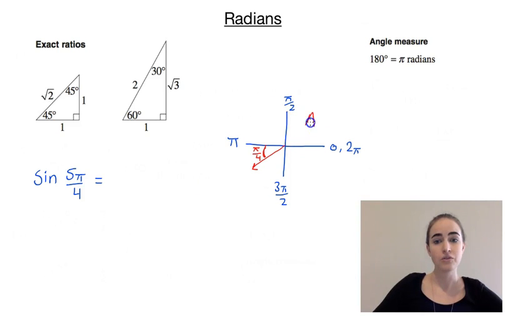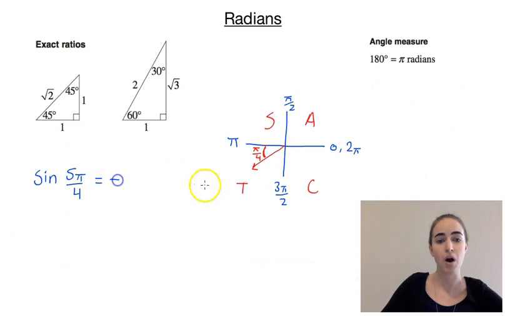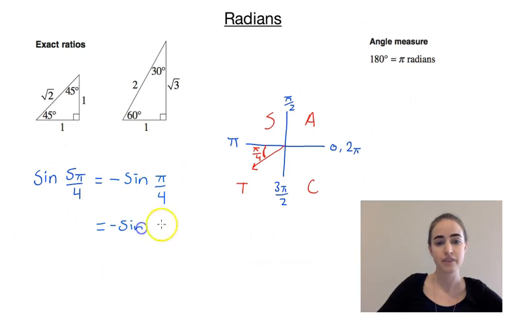Now using our all stations to central, that means that sine of 5 pi over 4 would be equal to minus, because sine is negative in that third quadrant. So minus sine of pi on 4. Now we know that pi on 4 is 45 degrees. So sine of 45 degrees. And sine of 45 degrees from our special triangles is opposite over hypotenuse. So we would have minus 1 over the square root of 2.